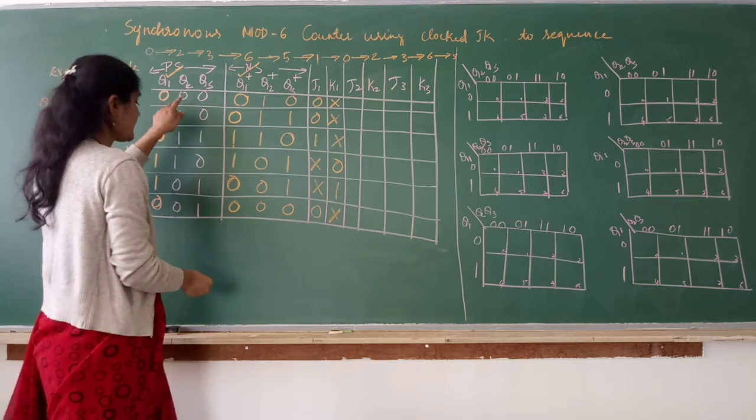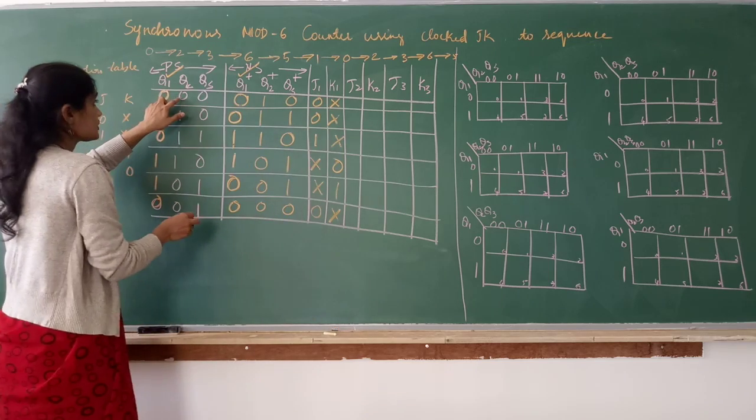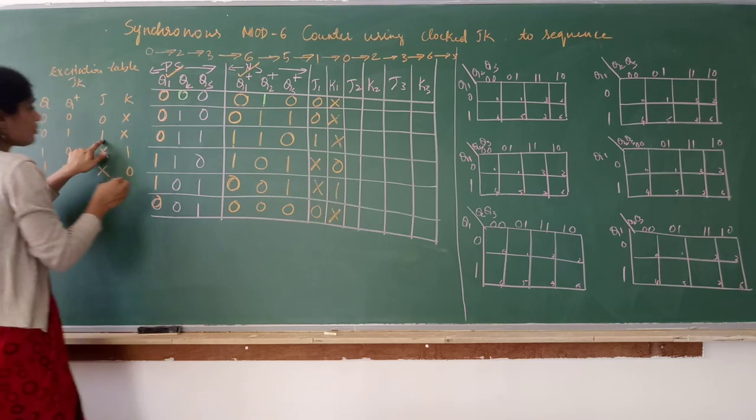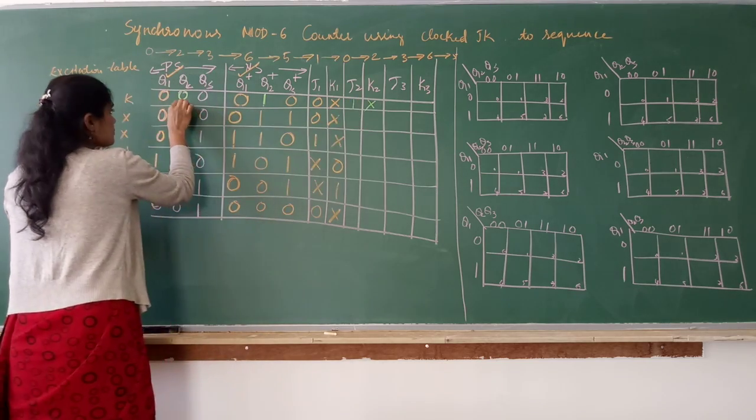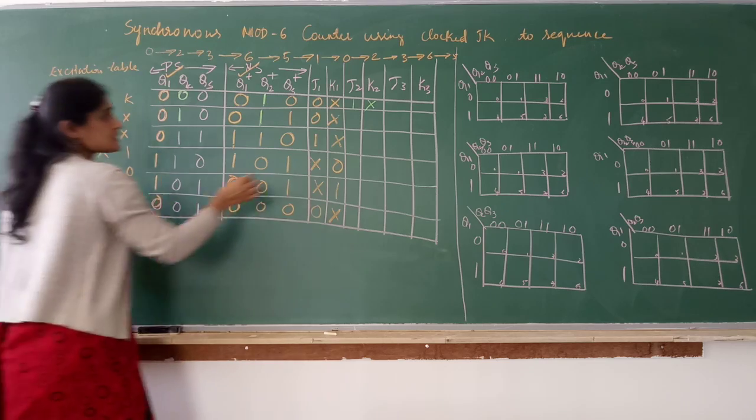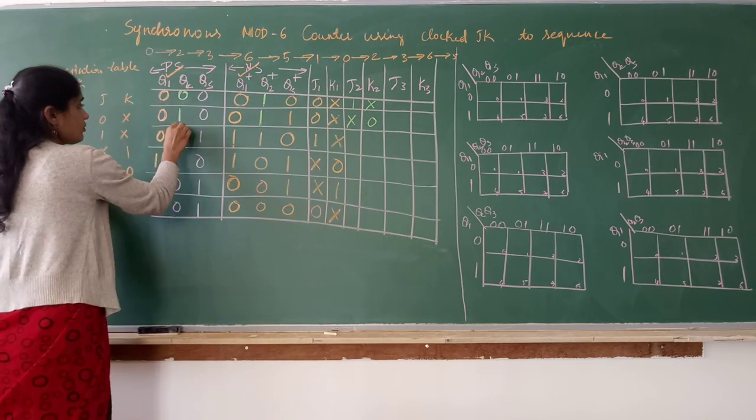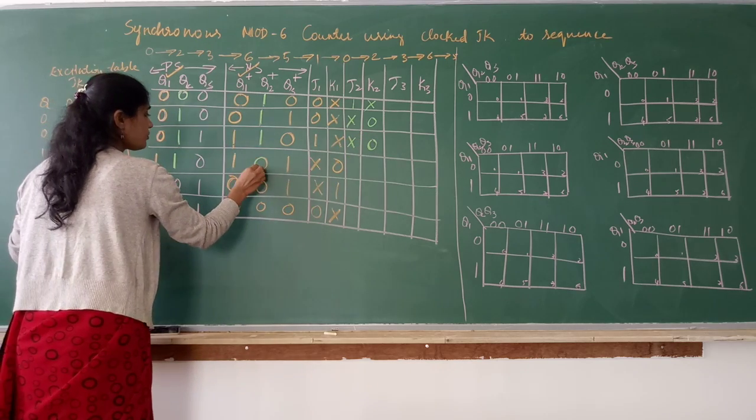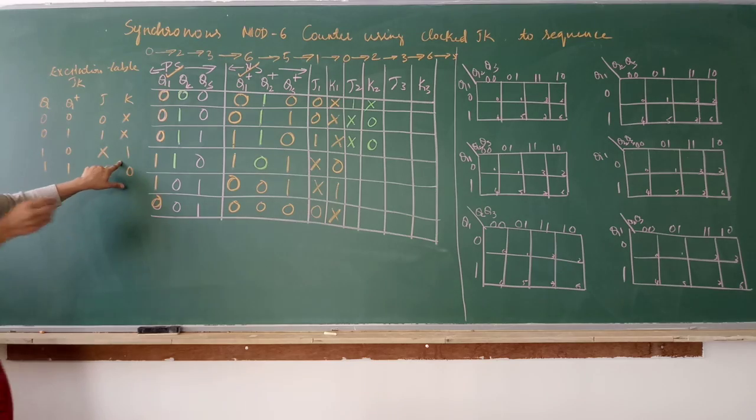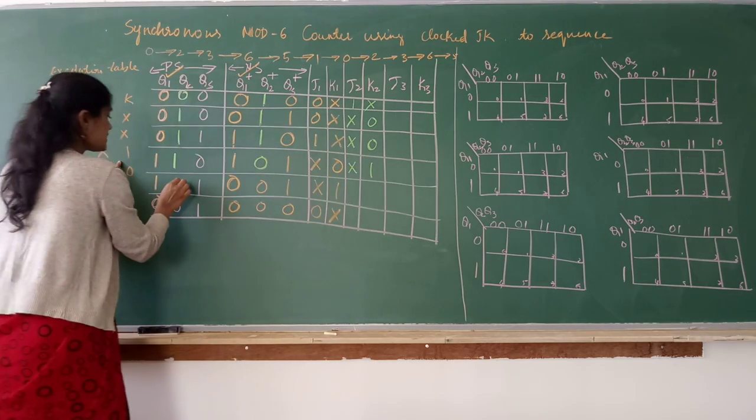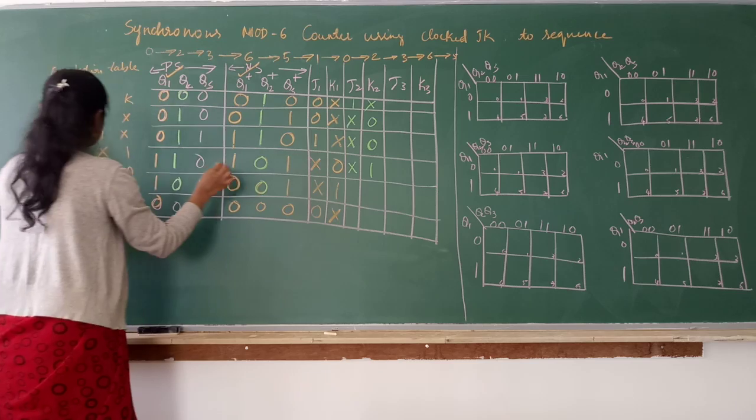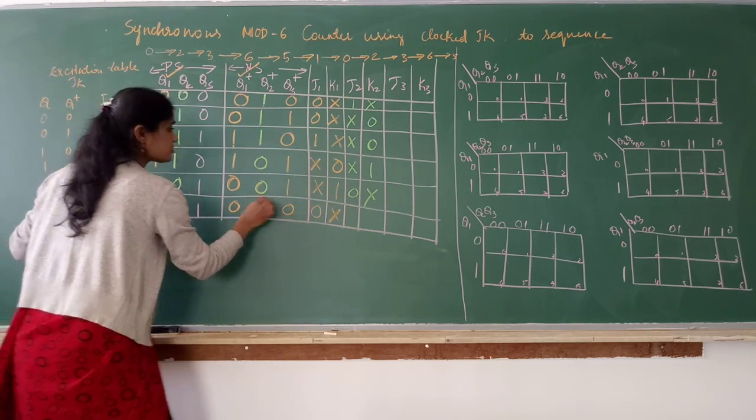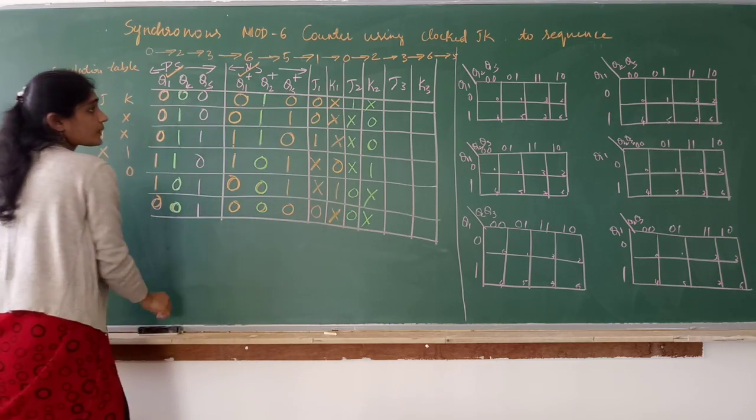Now, J2, K2, I will have to see only what? Q2, Q2 plus. 0, 1. 1x. Next, 1, 1. x0. Next, 1, 1. x0. Next, 1, 0. x1. Okay. Next, 0, 0. 0x. Next, 0, 0. 0x. That is how we write J2, K2.